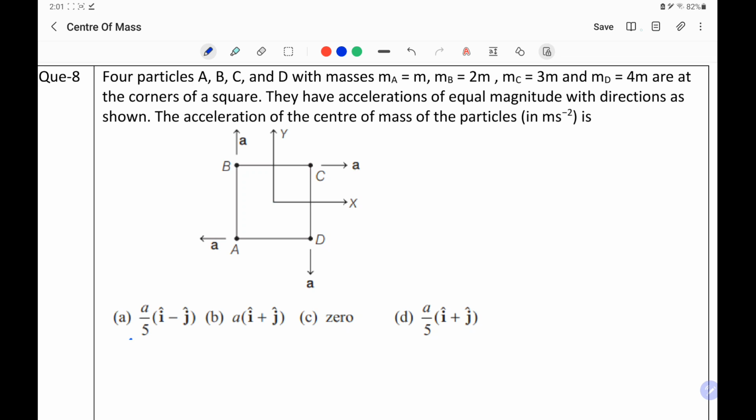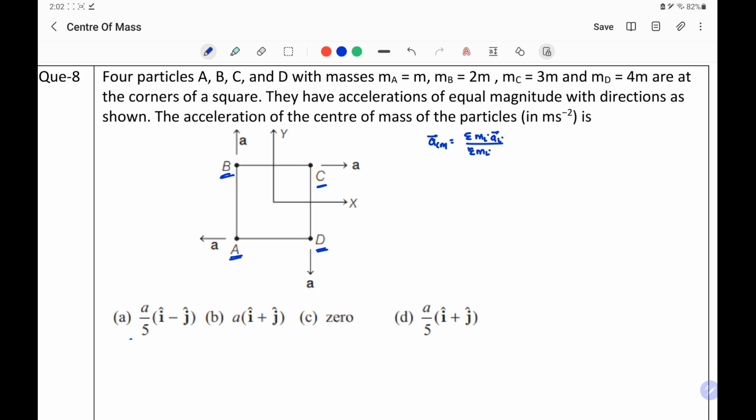Eighth question is, four particles A, B, C, D with masses Ma equal to m, Mb equal to 2m, Mc equal to 3m and Md equal to 4m are at corners of a square. They have acceleration of equal magnitude and direction as shown. The acceleration of the center of mass of the particles in meter per second square is. For the acceleration of center of mass, formula is summation of mi ai by summation of mi. There are four masses at the points A, B, C and D.